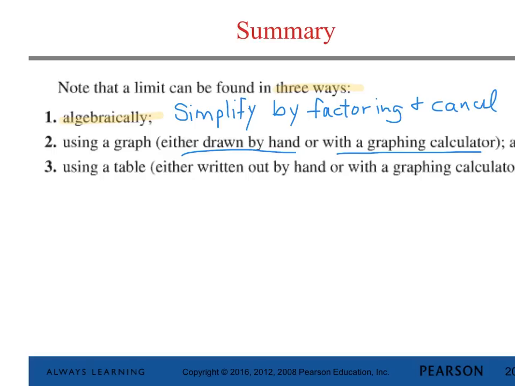And then the third method is by using a table, once again, either written out by hand or with a graphing calculator. And in every case, the preferred method, even though you're going to transfer it to a piece of paper, I want you to use your graphing calculator to make the tables and the graphs, because it'll be easier for you that way. We're not going to spend a lot of time doing things by hand that technology can do for us.